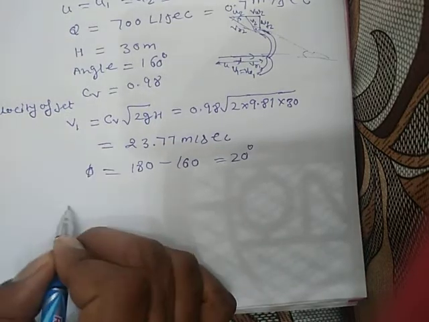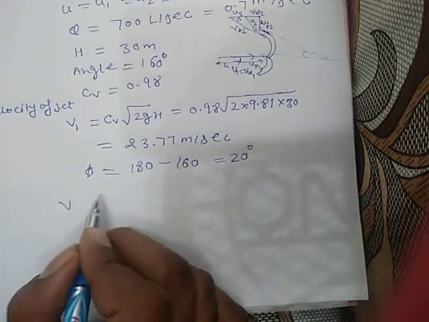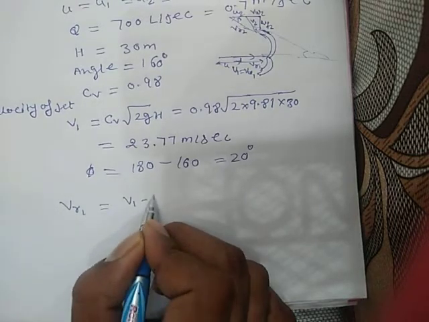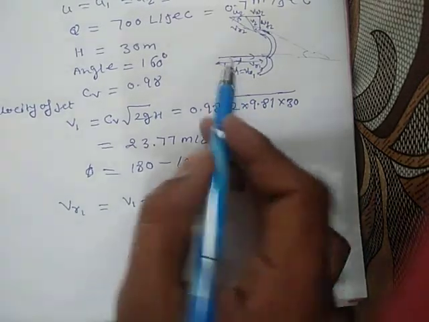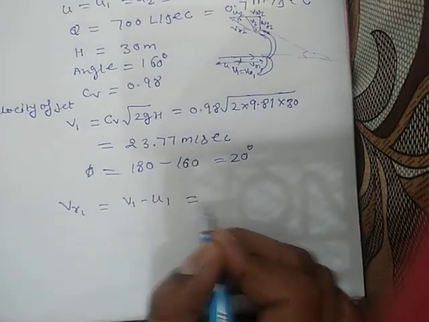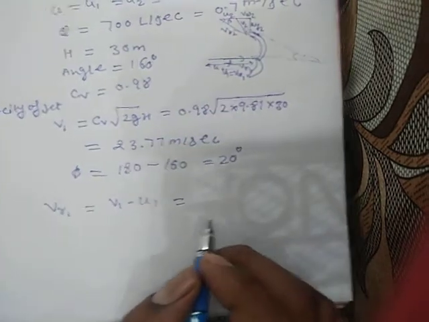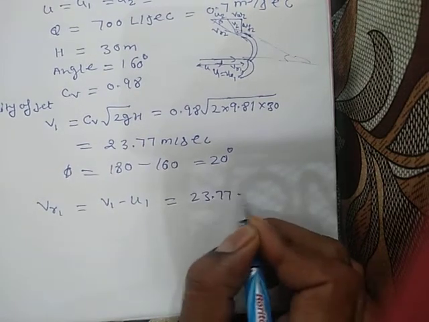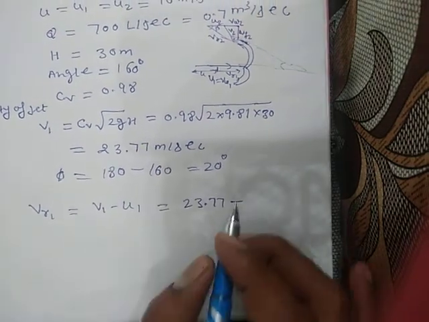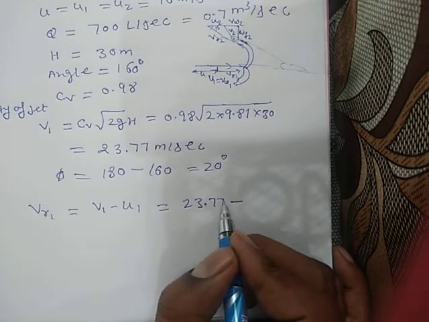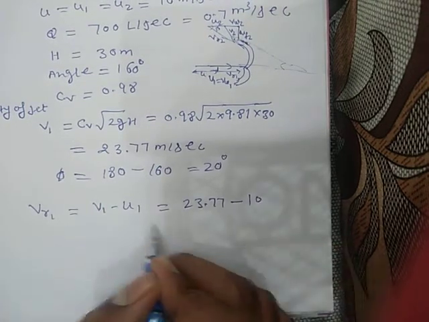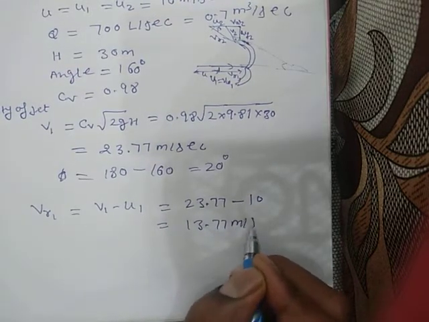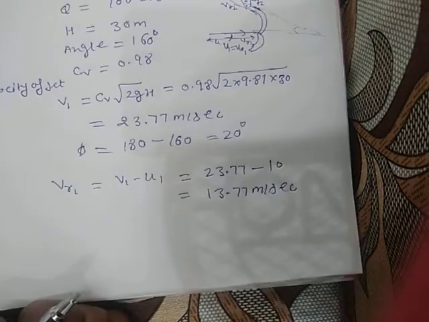Then we know VR1 from the velocity triangle, VR1 is equal to V1 minus U1. What is the V1? V1 is 23.77 minus U1. U1 is 10. So this one is 13.77 meter per second.